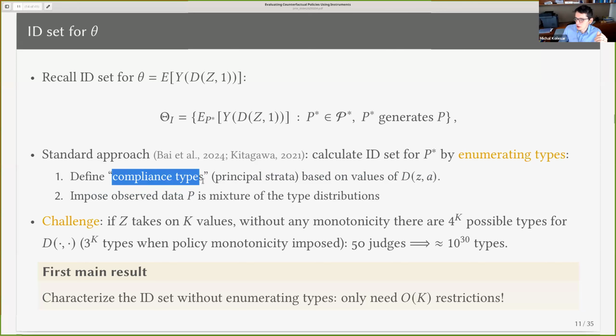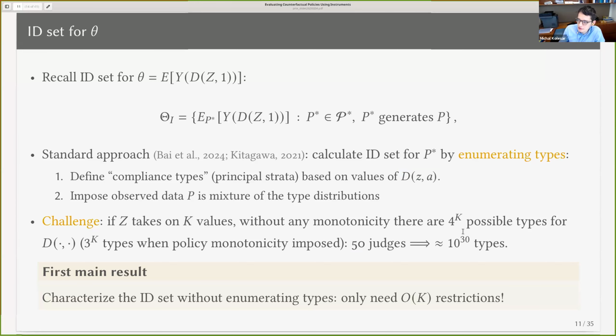We may call these compliance types, based on the values of these potential treatments. Then you enumerate all the potential compliance types, and the observed data distribution is going to be a mixture of the distributions for these different types. But of course, if Z takes on many values, then there are going to be many types. If you do the calculation, with 50 judges there are more than 10 to the 30 types. So this is not going to be tractable in settings where you have a reasonable number of judges.